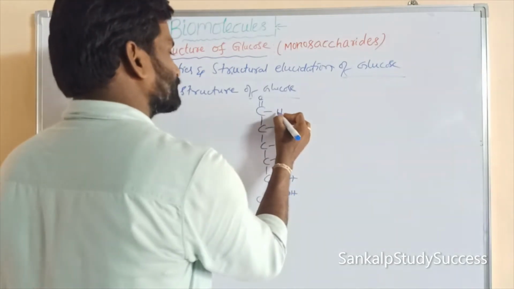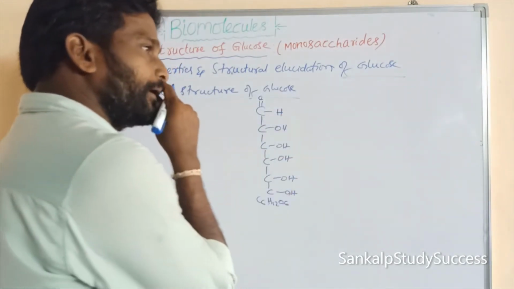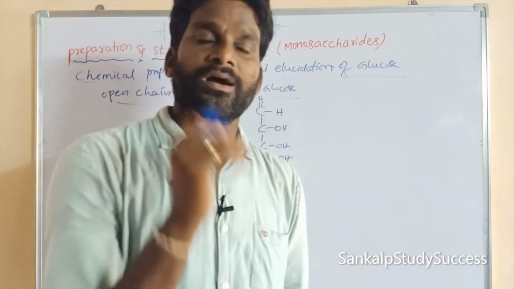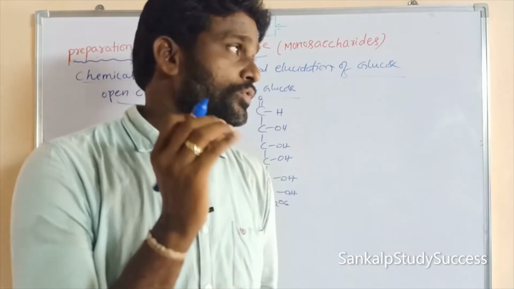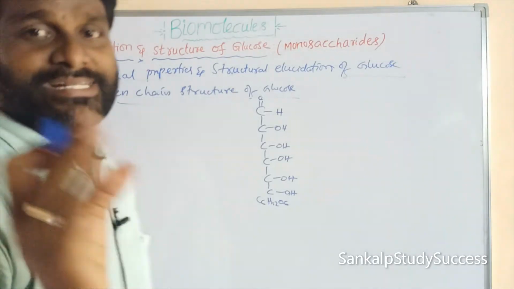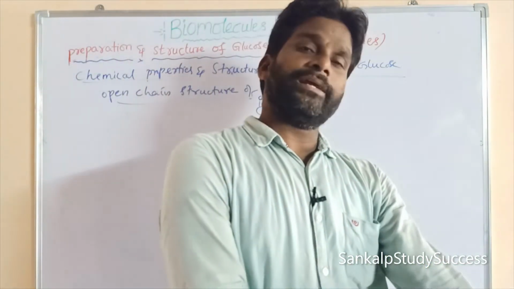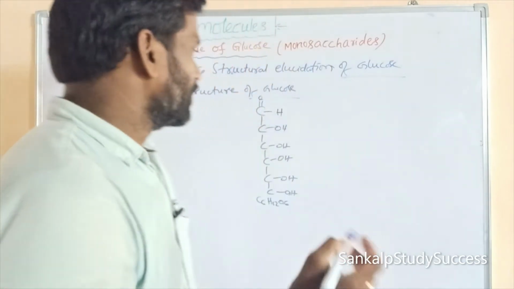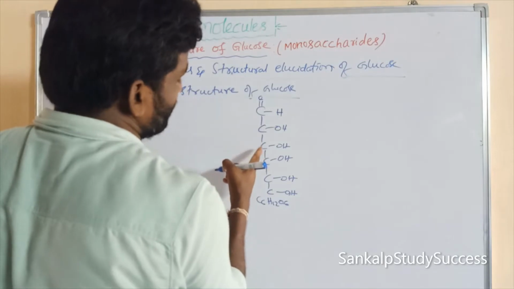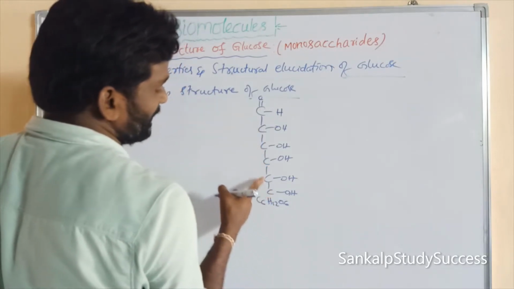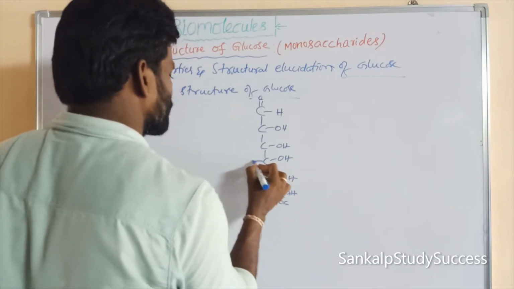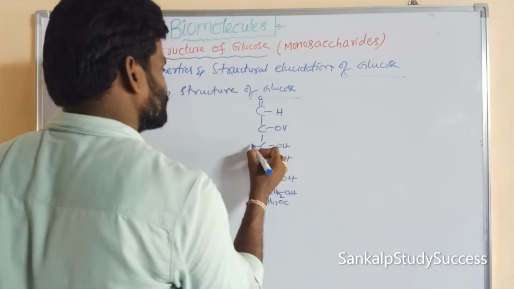And the last reaction: on oxidation with concentrated HNO3, both glucose and gluconic acid give saccharic acid. This reaction suggests that a primary alcohol is present in glucose. So all these are secondary alcohols. Why? All these carbons are linked with 2 carbons, but this carbon is linked with only 1 carbon. So this is the CH2OH, primary alcohol.